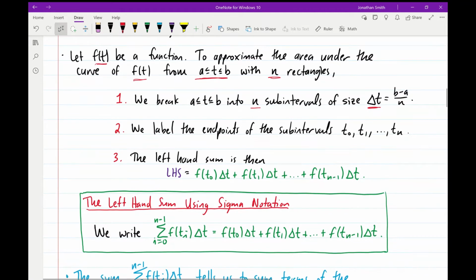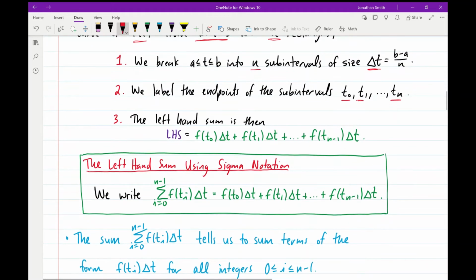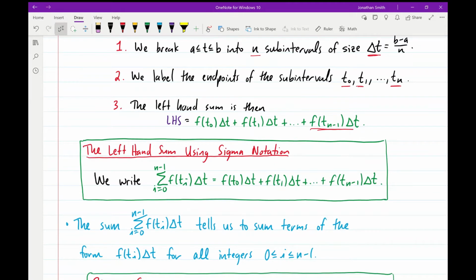After doing that, we're going to take the endpoints of each of the subintervals and label them t sub i. So t naught, t sub 1, up through t sub n. And the left-hand sum is then going to be f of t naught times delta t plus f of t1 times delta t, and we keep adding these terms up until we get to f of t sub n minus 1 times delta t. And the right-hand sum can be defined similarly, just with a little bit of a change, but for now let's just think about the left-hand sum.